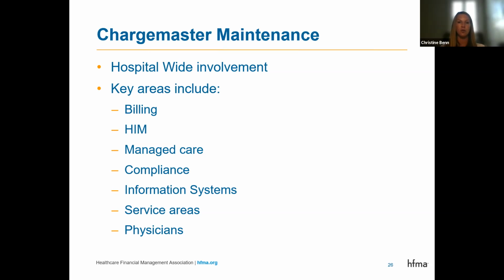In addition, ongoing education should be provided to all staff to ensure code and description charges are communicated to the appropriate service area departments.